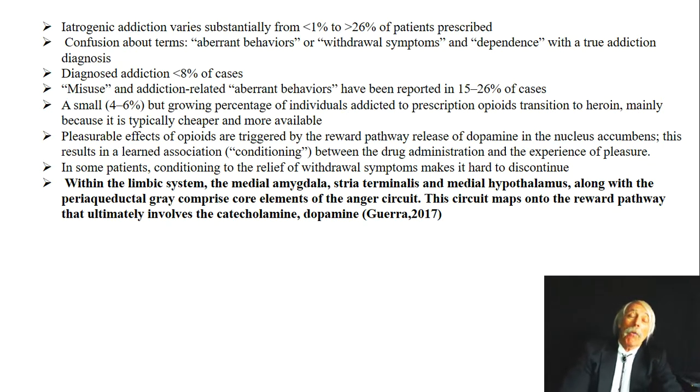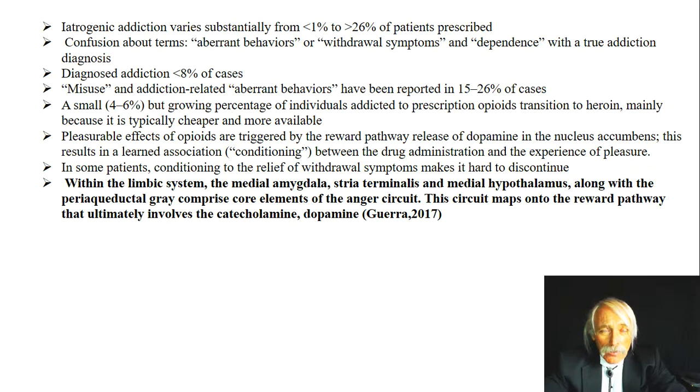Now, if you ever wonder why addicts sometimes get angry when they don't get their dose, I recently published on anger. This is directly from a chapter I wrote in a book on anger and anxiety. I go on to say this anger circuit maps onto the reward pathway quite nicely and ultimately involves the catecholamine dopamine. So the anger circuitry and the reward circuitry co-inhabit the same regions of the brain, the central nervous system.